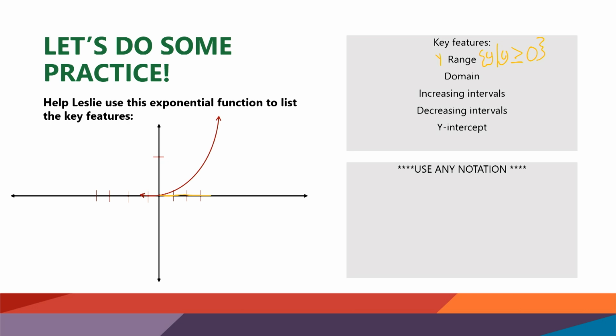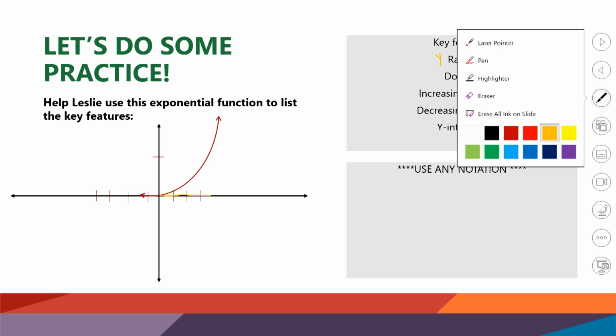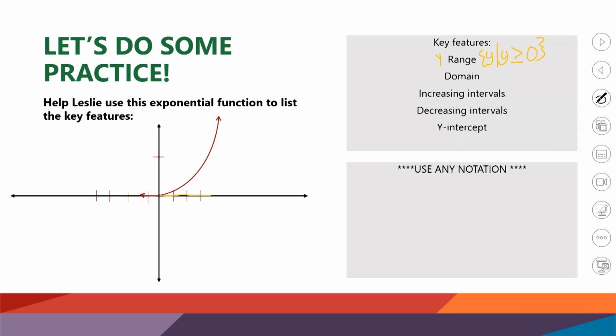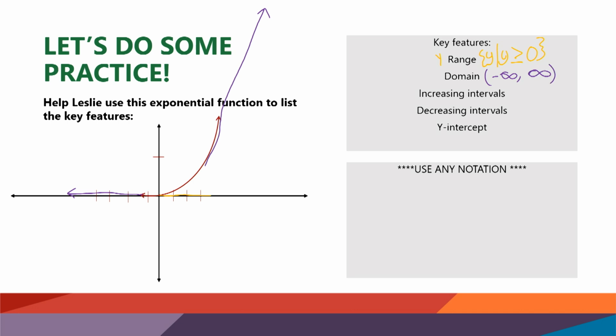Now let's look at the domain. What do I notice about my domain? Now my domain deals with the x, and you see it has the arrow, so that means it goes on forever and ever. So that means it would start where? At negative infinity, and you see it going up, but it's going up like this, so where is that going to stop? Well, never. So it's going to go to positive infinity.